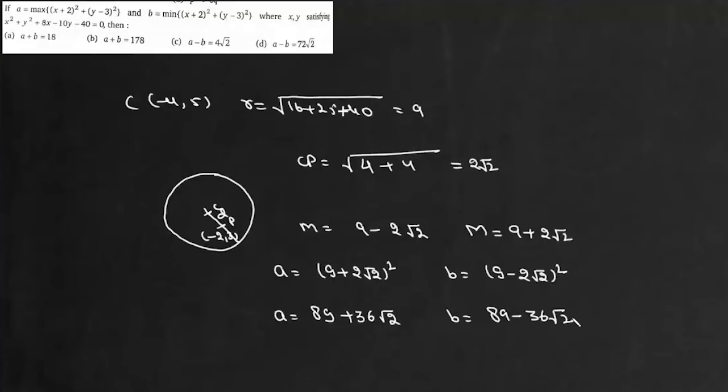Now if we find A plus B, then A plus B will be 178. That means option B is correct, and A minus B will be 72 root 2, and that's your option D. So the correct options are B and D.